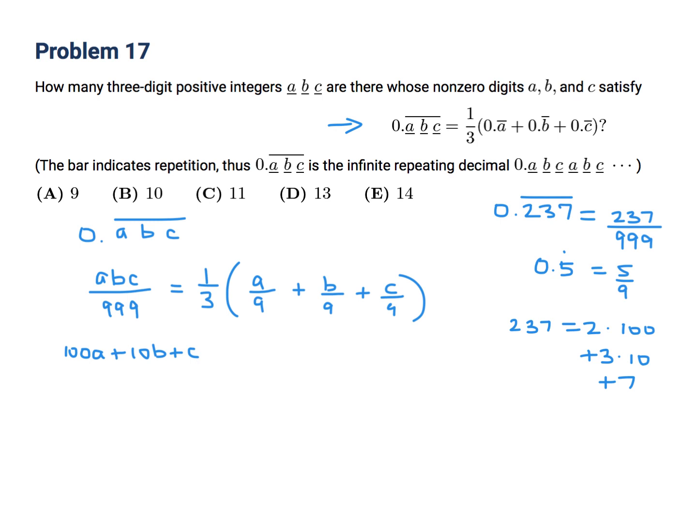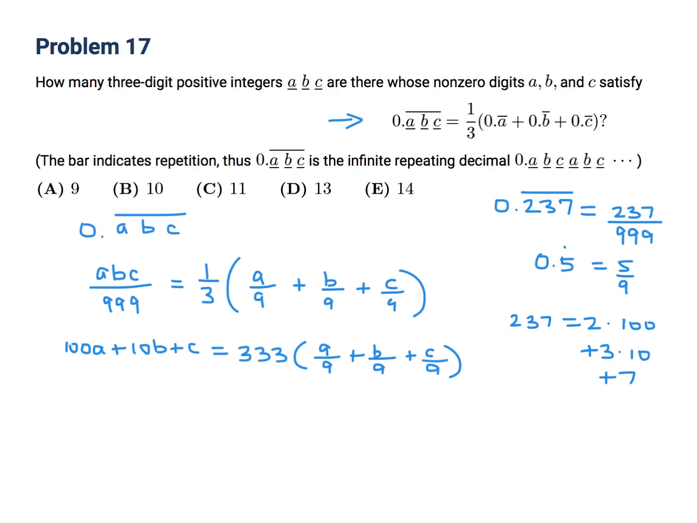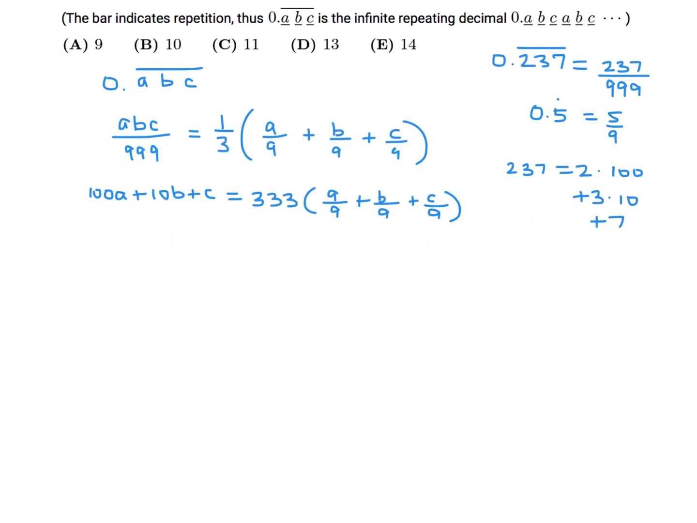And then cross multiply the 999, and this would basically be a 333, I think. And then we have A over 9 plus B over 9 plus C over 9, like that. All right, so now let's work with this, see if we can get anything.